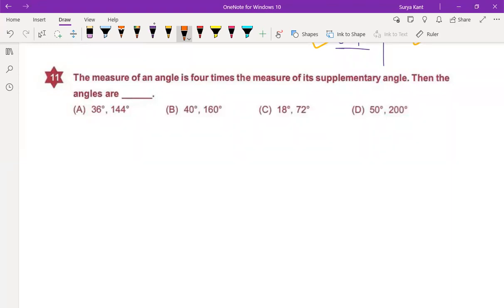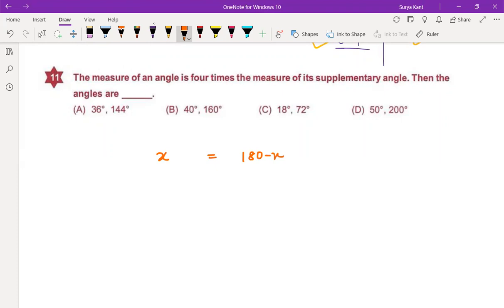See here, the option A is given: angle is 4 times its supplementary angle. How is the answer correct? Supplementary means 180. All of them are 4 times only, but supplementary angles means the 2 angles' measure should be 180. If one angle is x, the other will be 180 minus x, right? The supplementary angle will be 180 minus x.